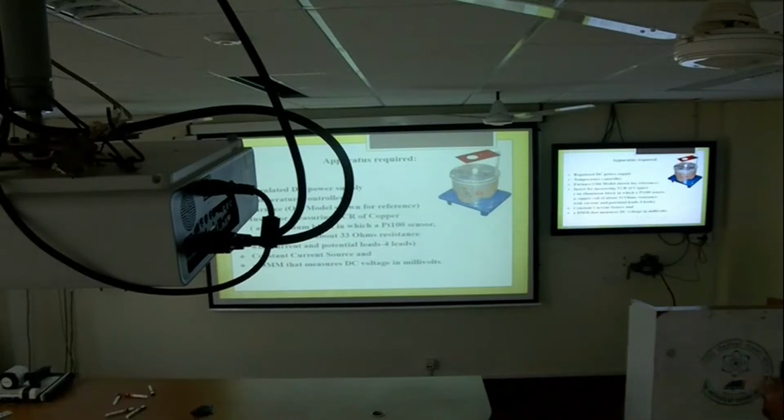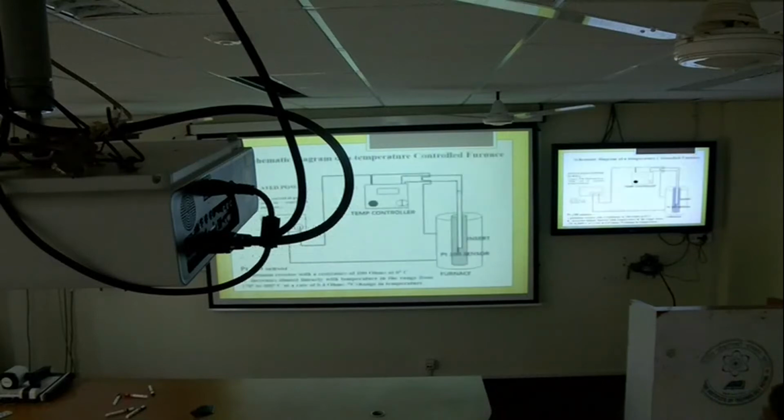A constant current source, and a DC voltmeter or a DMM which can find the value. I think I have taken the picture from the manual. So what is here? A DC regulated power supply, and a temperature controller. Basically, the temperature controller is a microcontroller based circuit. You just set the temperature, and it will control the supply. You set it at 35 degrees, so it will cut the supply at 35 degrees. That is called temperature control.